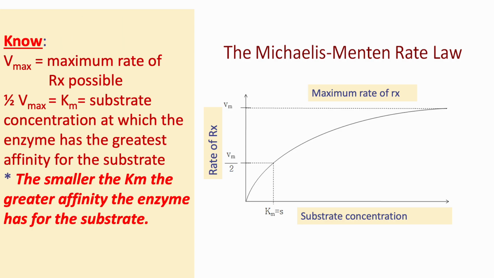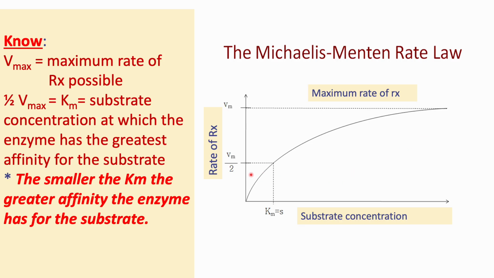We know that at Vmax, that was the maximum rate of the reaction possible. This is representing your Vmax. That's when the reaction is going to plateau. Your substrate and enzymes are matched, bonded together at a saturation point.